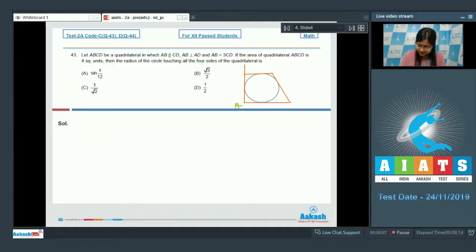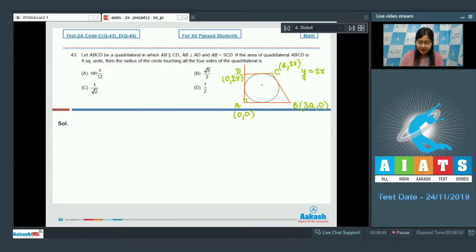Let us say the coordinates are like this: A, B, C and D. AB is perpendicular to AD and AB is parallel to CD, right? Let us take this point as origin, that is 0, 0. So this point will be, let us say 3a, 0. So line CD will be y equal to 2r, where r is the radius of the circle. So this point is 0, 2r, and this point will be a, 2r, because AB is equal to 3 times CD. I hope this is clear.